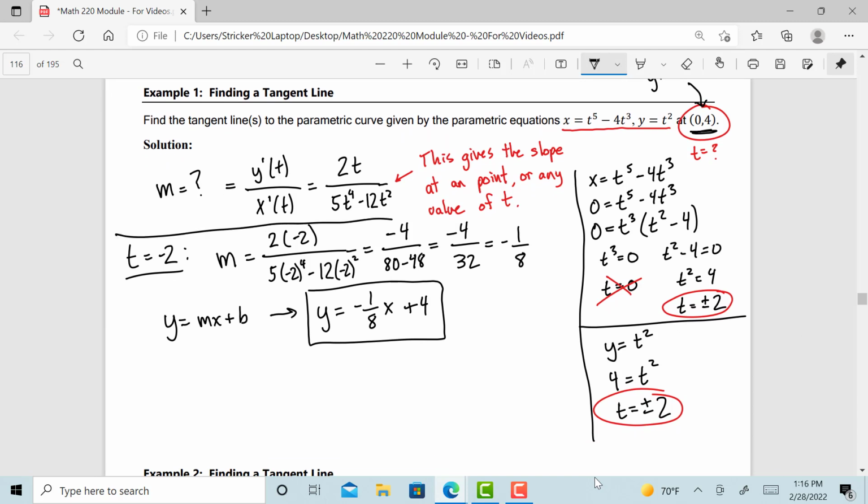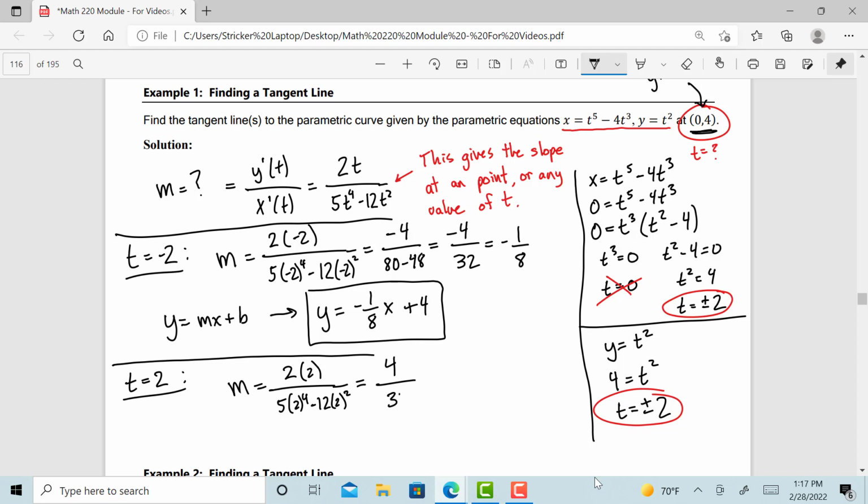So that's one of the tangent lines, but we also have to consider the other case, and that's what we get when t equals positive 2. When t equals positive 2, we get m equals 2 times positive 2 over 5 times 2 to the 4th minus 12 times 2 squared, which is very similar to the last one. Here we get 4 over basically 32, which is positive 1/8.